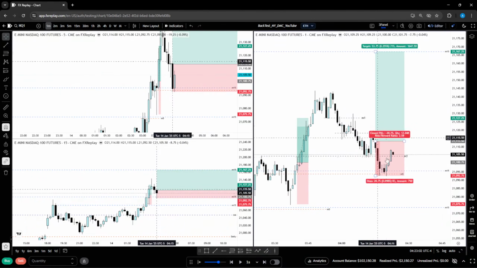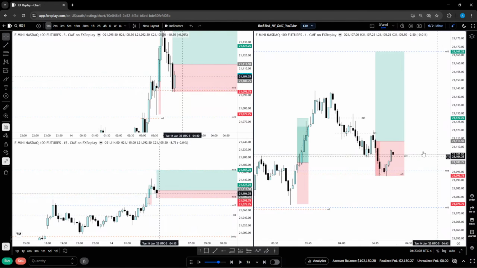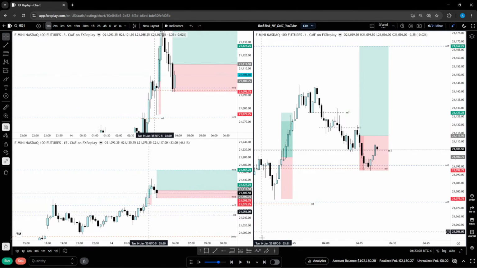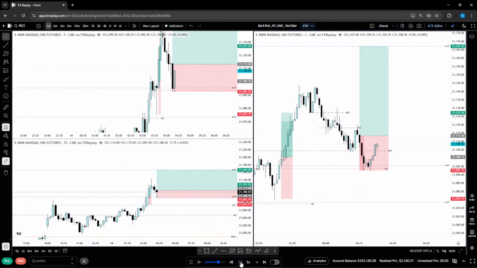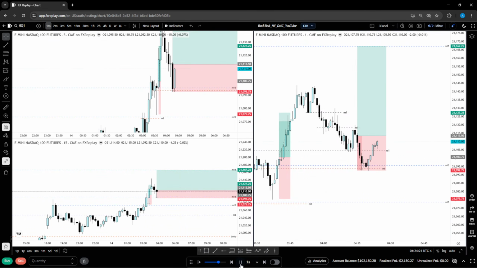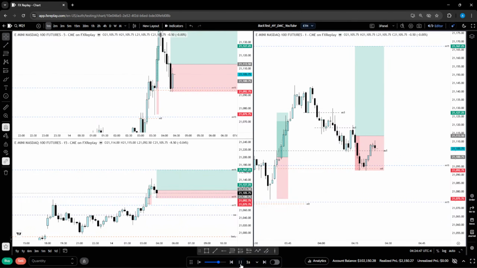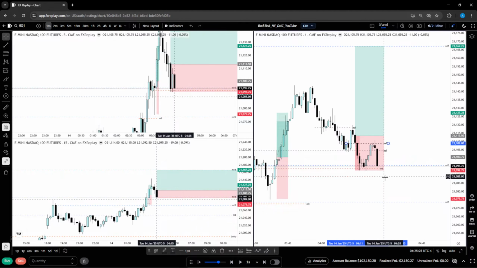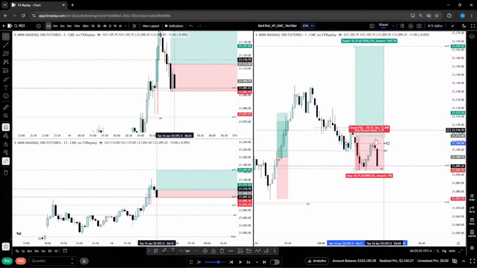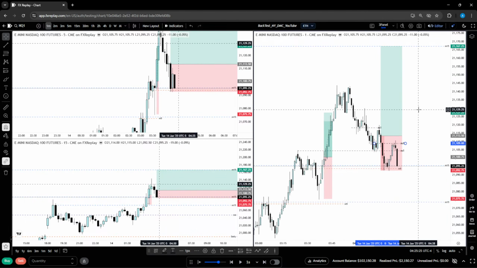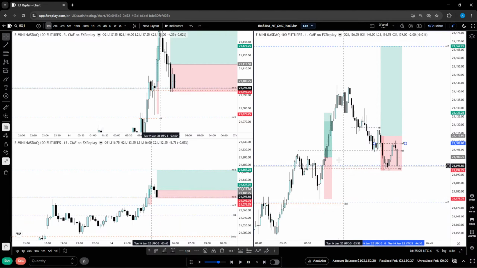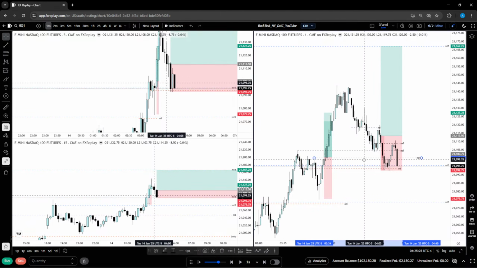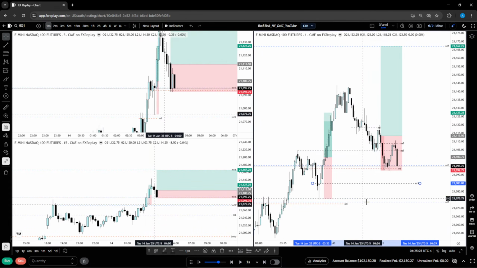Now I need to see price is starting to break the 1 minute levels now. So now these are the 1 minute levels that if we want to go higher, we have to start breaking and closing above those. And if not, then we're going to go further lower.